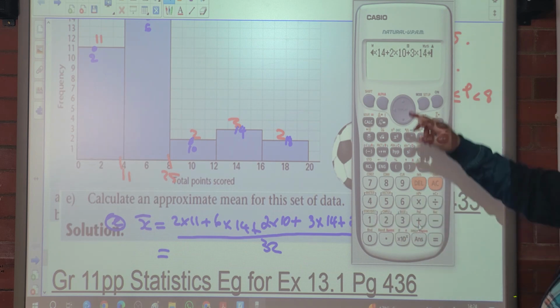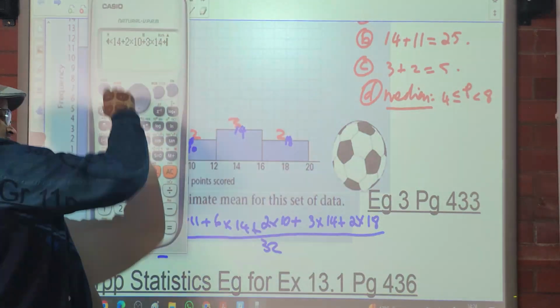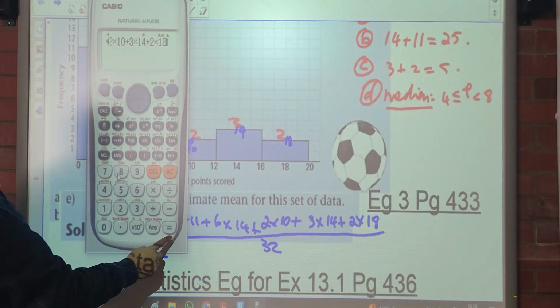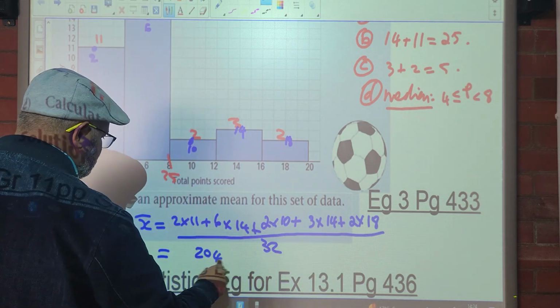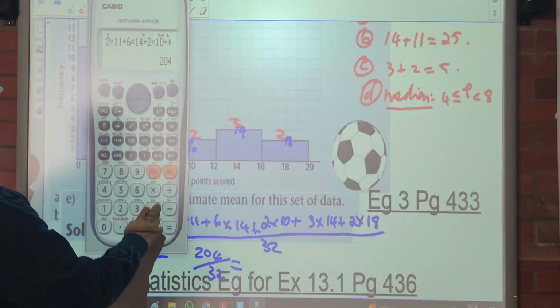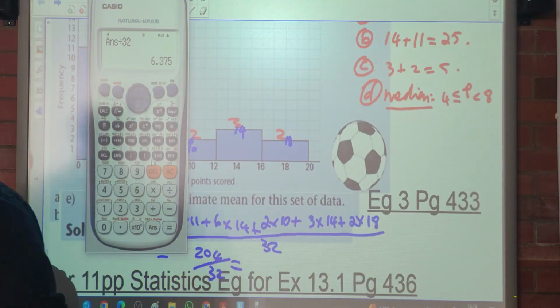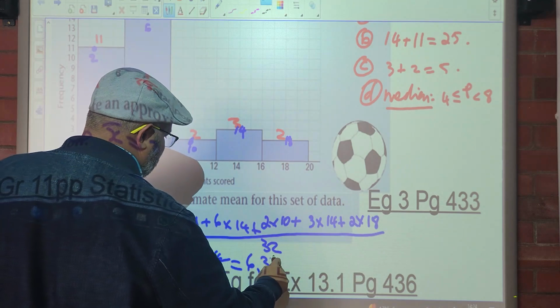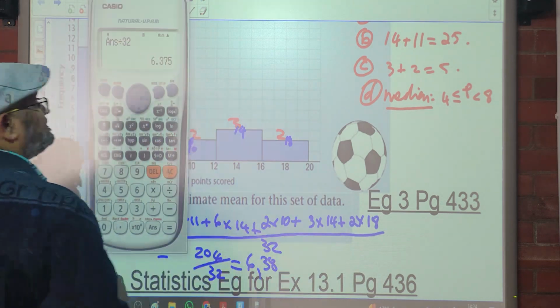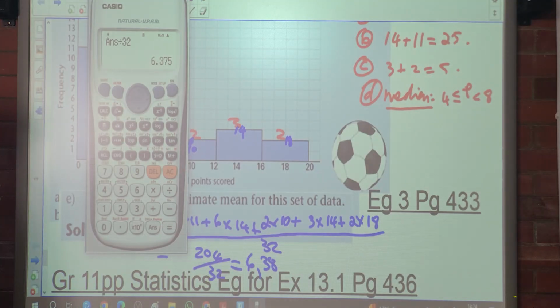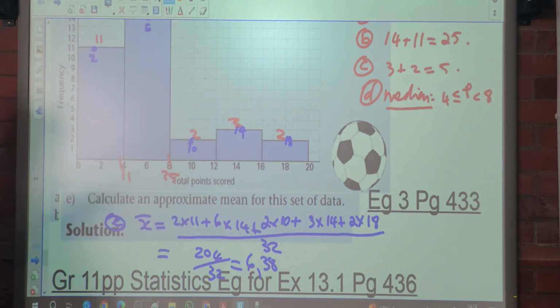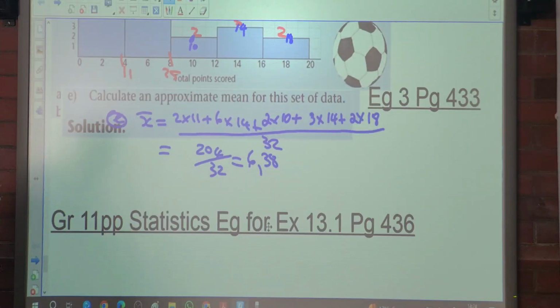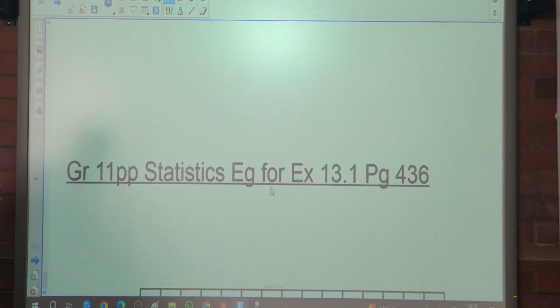That gives you 204. Divided by 32 gives us 6.375. Do you guys understand? See any confusion there? Okay, and this is example 4.